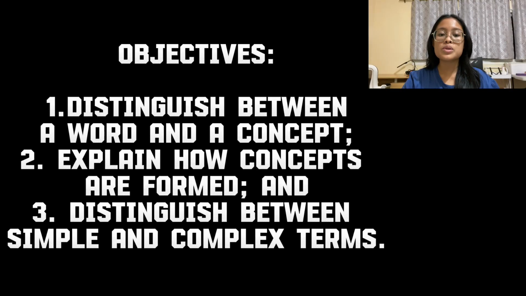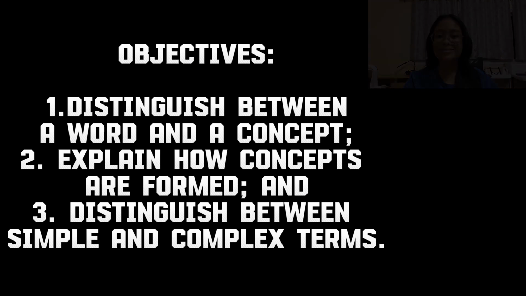If they are not made clear at the onset, many complex concepts in the philosophy of language and informal logic cannot be understood. So for our objectives, after completing this module, we should be able to distinguish between a word and a concept, explain how concepts are formed, and distinguish between simple and complex terms.